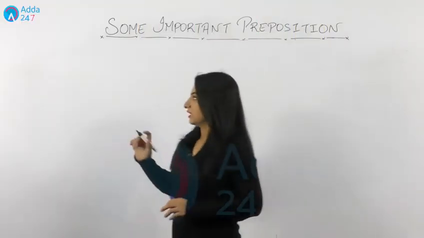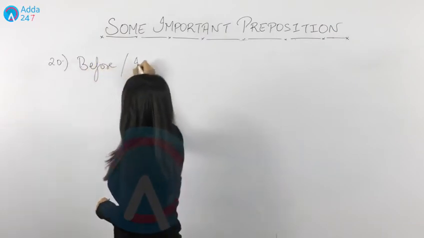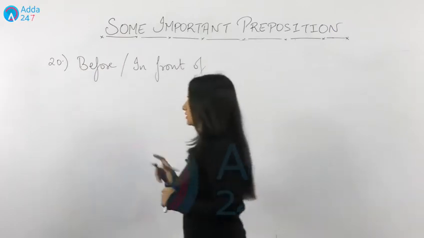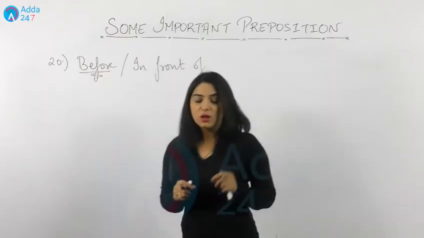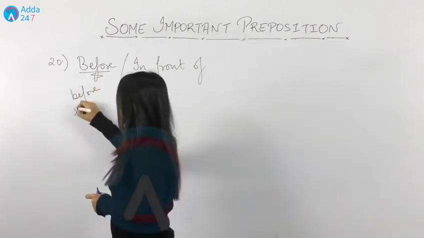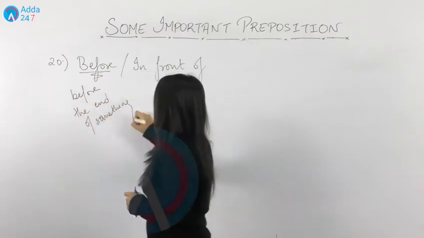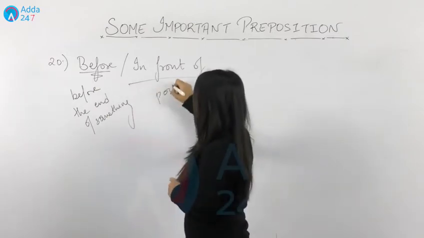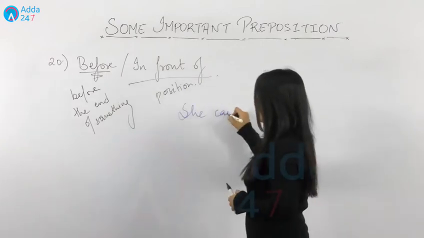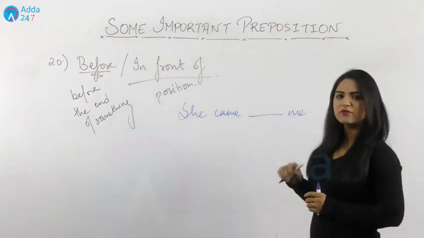Now, the last preposition that we're going to discuss is: what is the difference between before and in front of? Before is a word which means before the end of something, right? And in front of shows the position. For example, if I say, she came dash me, so what will I say? She came before me or she came in front of me?